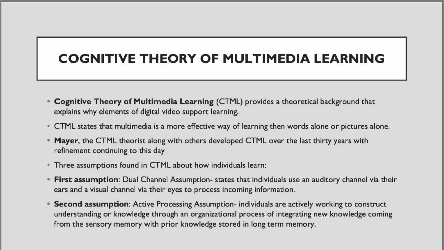The second assumption, the active processing assumption, is that individuals are actively working to construct understanding or knowledge through an organizational process of integrating new knowledge coming from the sensory memory with prior knowledge stored in long-term memory. An individual's long-term memory retains information in an organized structure called schema. An individual can recall information from a schema more easily than new information. The process of adding new information to a schema occurs in working memory, where a learner processes information from sensory memory with information from long-term memory.